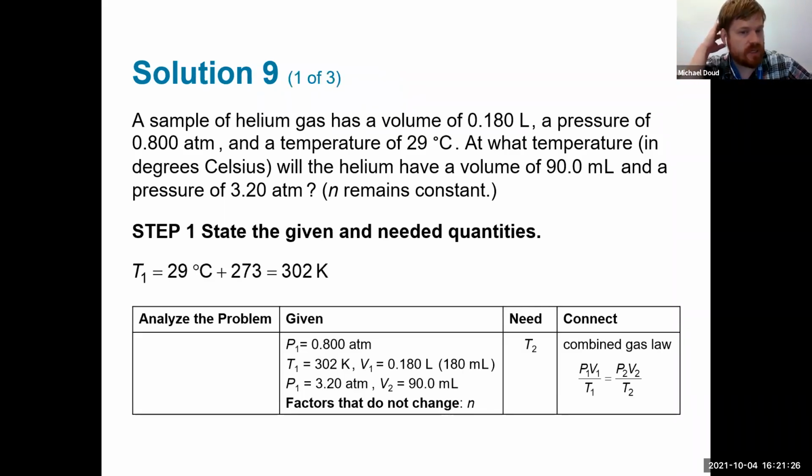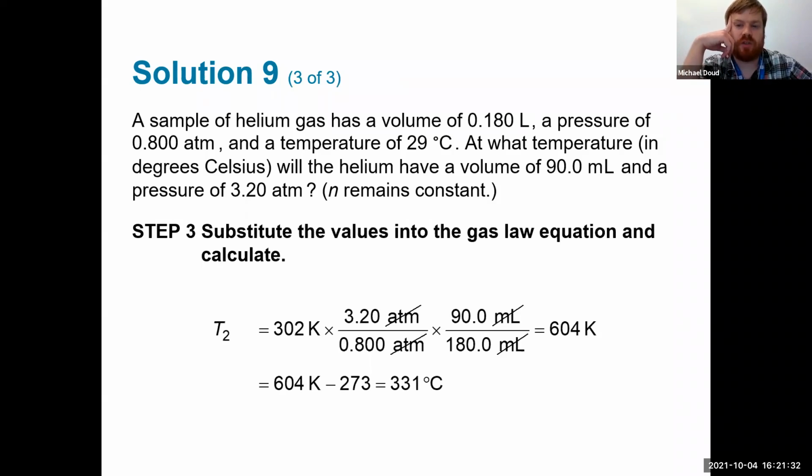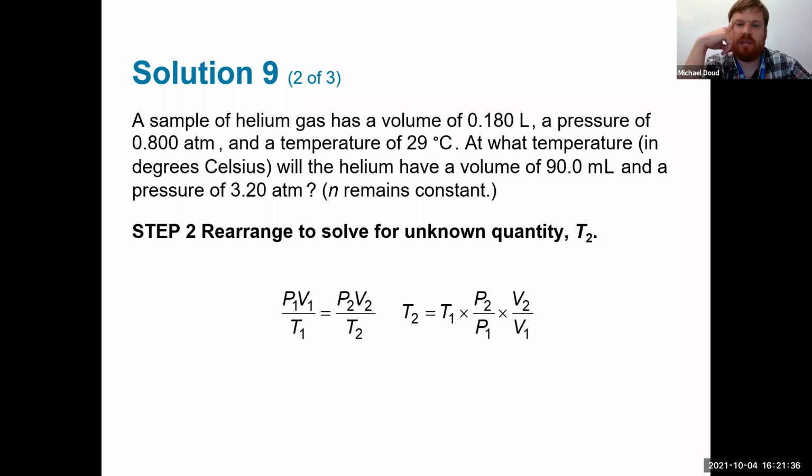First off, convert the temperature to Kelvin. Not too bad, 302 Kelvin. Next up, make sure that you convert your volume units into the same unit. Okay, so starting from P1 times V1 over T1 equals P2 times V2 over T2, and you solve for T2.